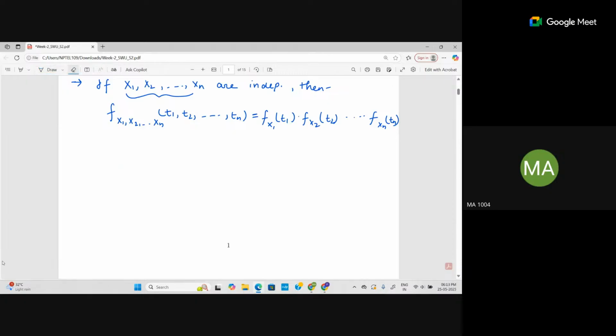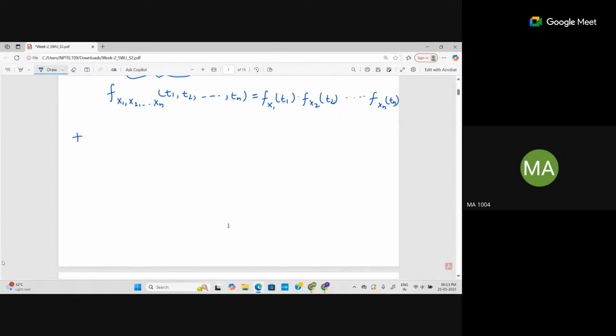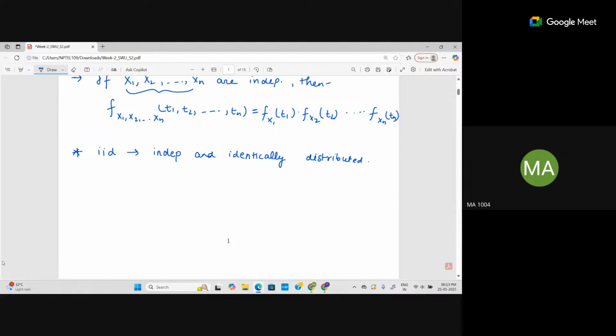Next is, what do you understand by IID random variables? What do you mean by IID? Independent and identically distributed. Yes. So it means that if you have n random variables which are IID, they all will be independent of each other, and they will also be following the same distribution. Okay, this is the meaning of IID.